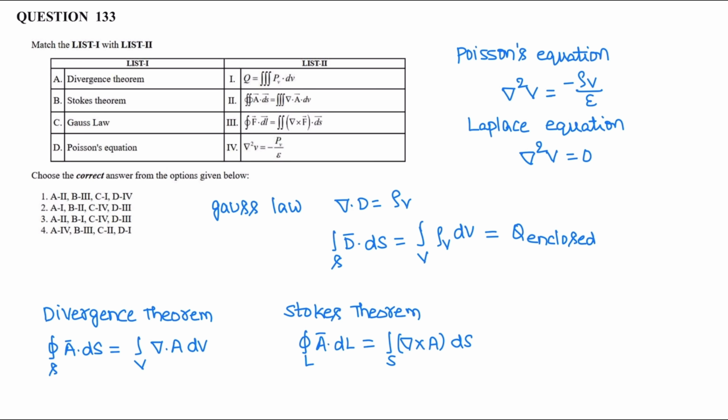Question number 133. Divergence theorem. The closed surface integral of D bar dot ds bar is equal to the open volume integral of del dot D bar dv. So A matches to 2.